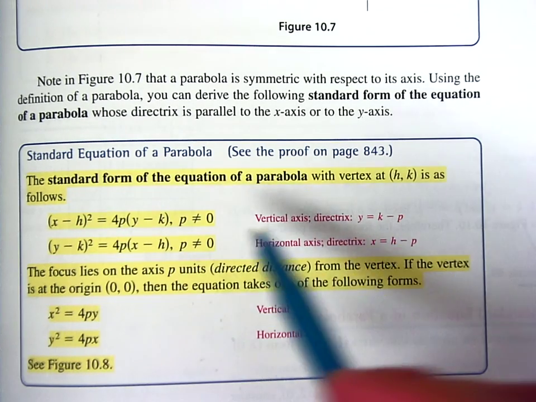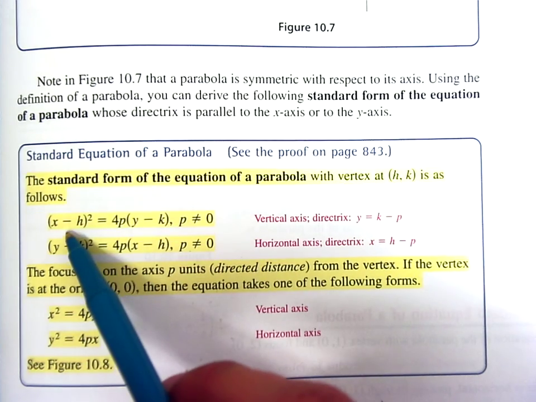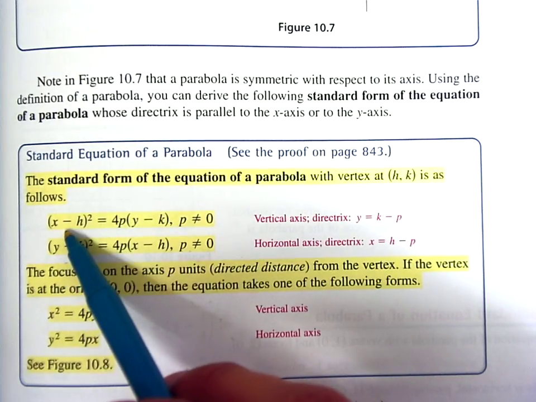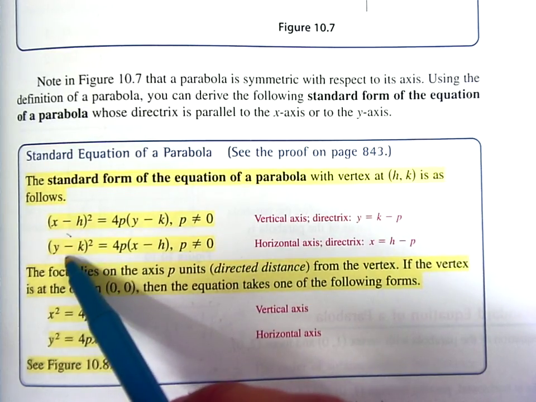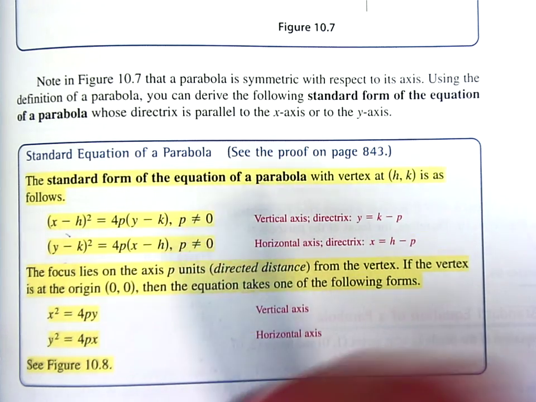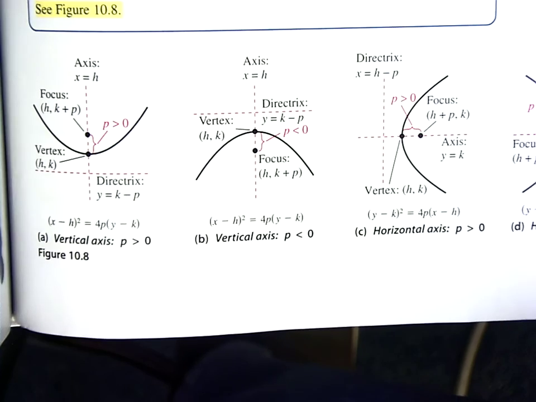You'll have two of them, and if you notice, in one of them x is being squared, and in one of them y is being squared. If x is being squared, it means your parabola is going to go up or down, and if y is being squared, it means your parabola is going to go left or right. And then the value p will determine whether it's going left or right or up or down, and I'll explain that in this. So also write down this.